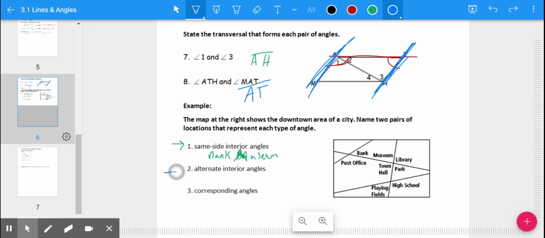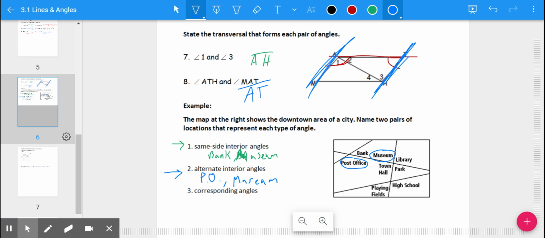Let's try alternate interior angles. So let's look at a different intersection. Well, I'm going to look at the same intersection just because there's nothing listed at this angle or at this angle. So alternate interior angles, let's say the post office would go with the museum. They're on the inside of those same angles, but on alternate sides of the transversal. So post office and museum, and then you can come up with another pair. There is one more pair in there.